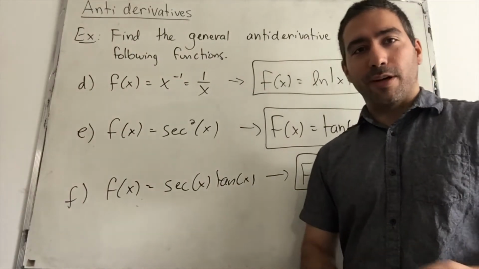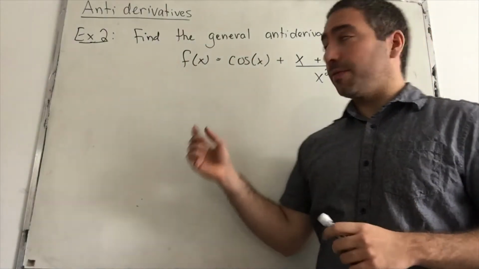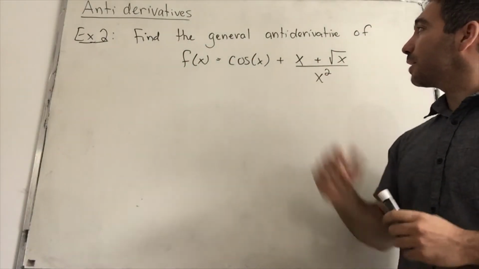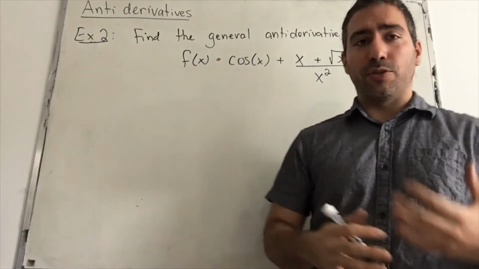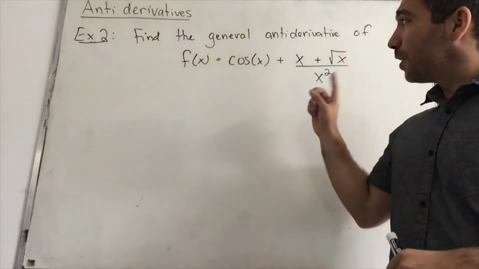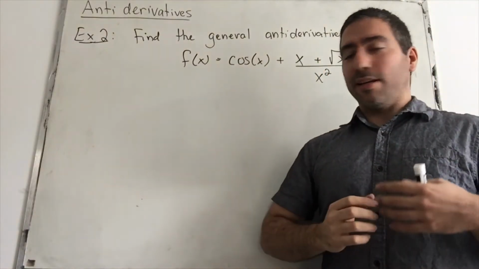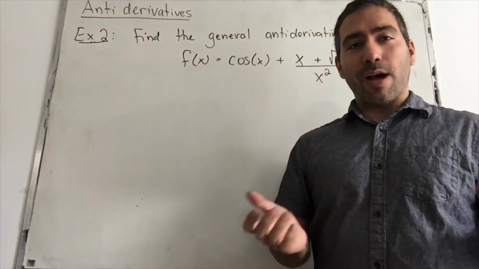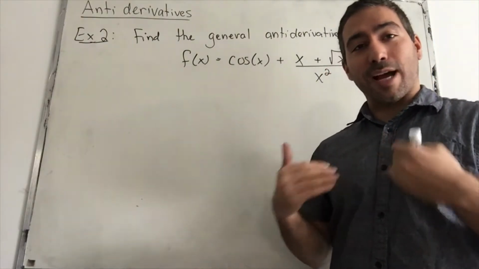Okay, let's keep going. So in this next example over here, it says to find the general antiderivative of the function f of x equals cos of x plus square root of x, all that divided by x squared. So I encourage you to pause the video, try to solve this on your own. First thing to notice is that we have a division. In antiderivatives, we don't have any rules. We can't apply product rule, quotient rule, chain rule, none of that. We don't have that for antiderivatives.